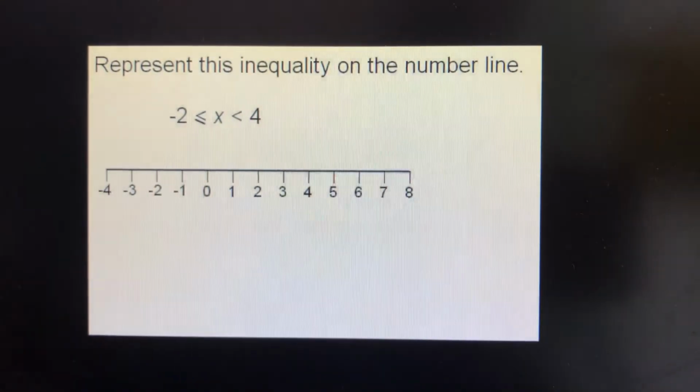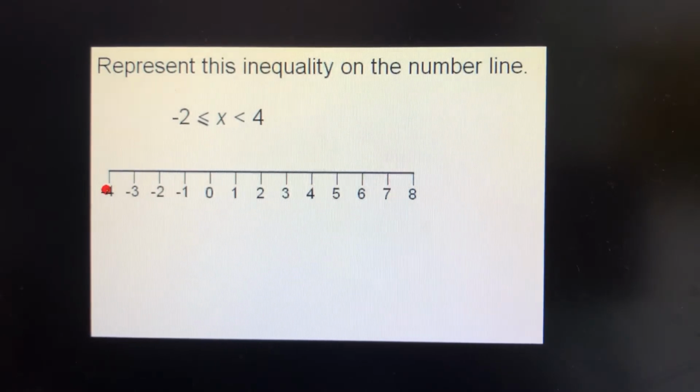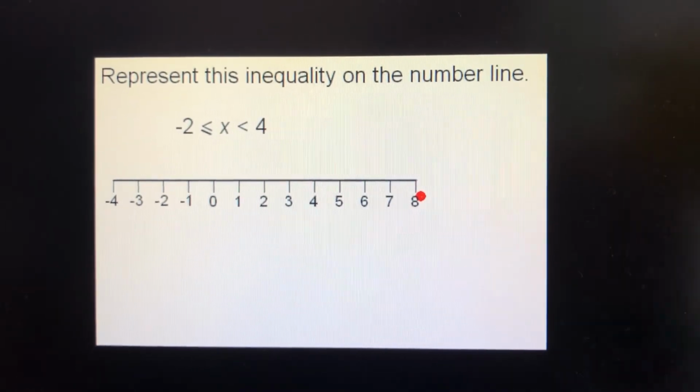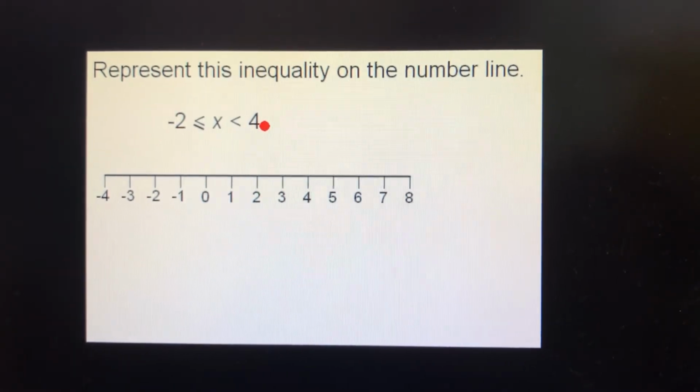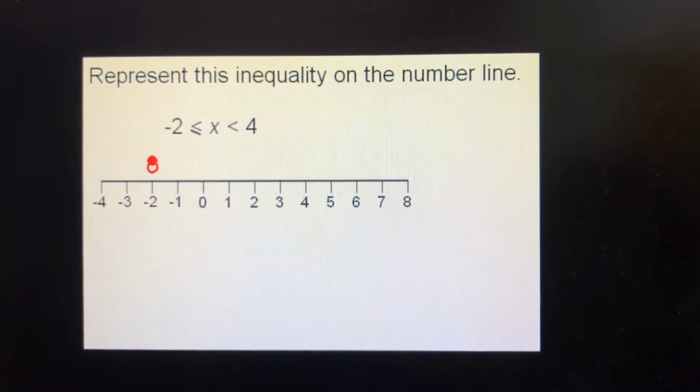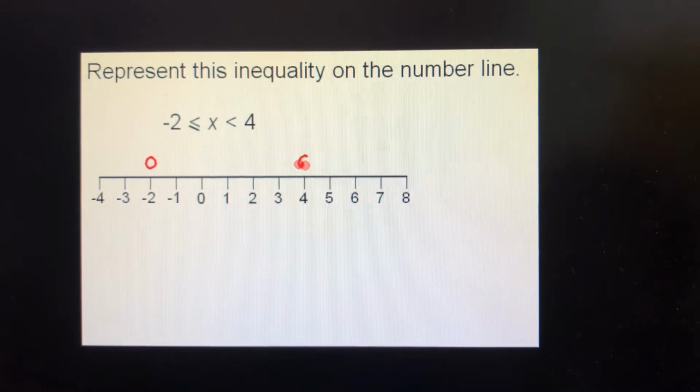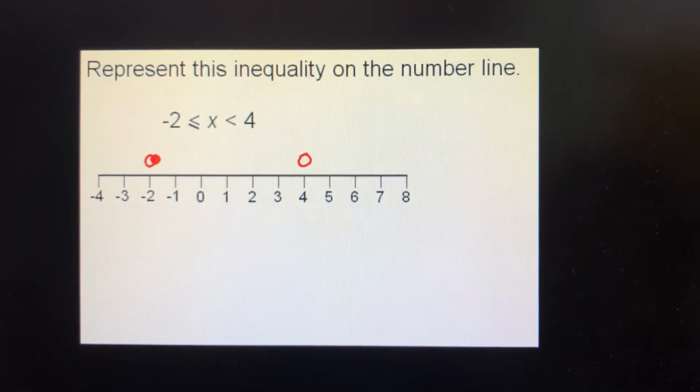I want to represent this inequality on this number line. I can see that x is between -2 and 4, so I draw a little circle at the -2 and a little circle at the 4. Because x is between these two numbers, I draw a line to show that x can be anything in between.